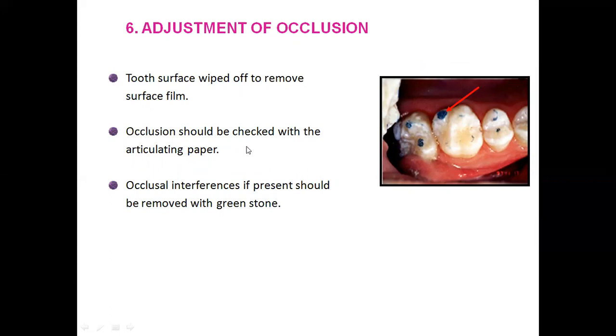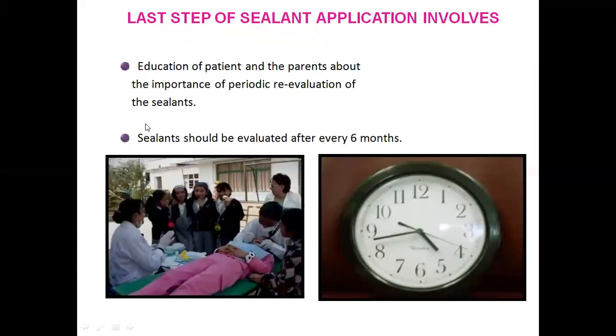We can check the high points with the application of articulating paper. If any occlusal interference is present, it should be removed with the burr. Also, the last step of the sealant application involves educating the patient and the parent about periodic evaluation, and it should be evaluated after every 6 months.